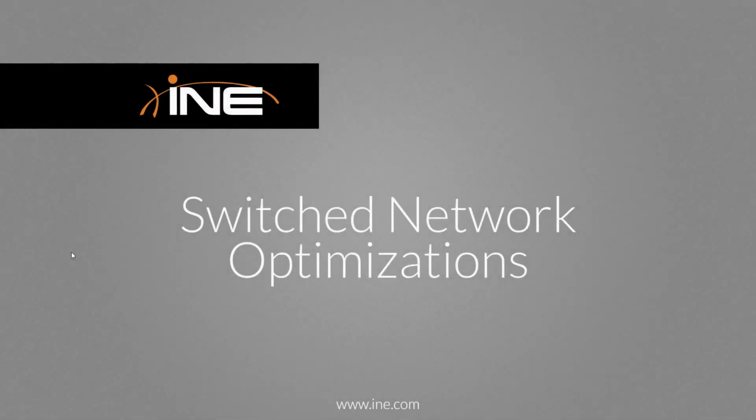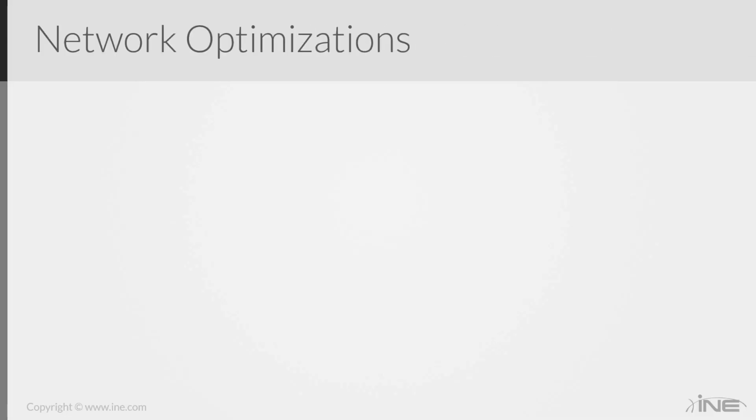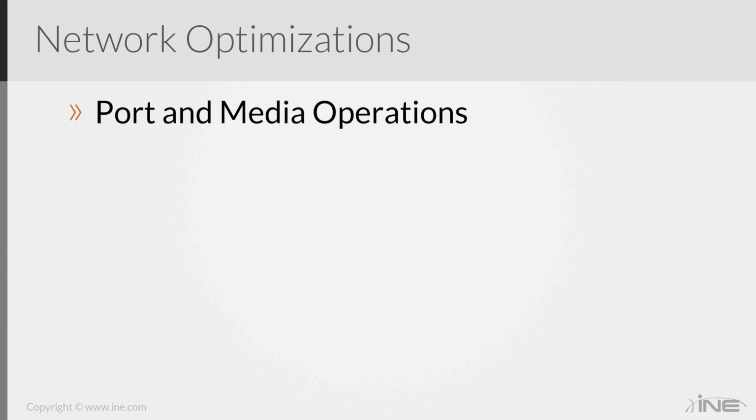In this section, we are going to focus on switch network optimizations. Network optimizations can consist of quite a few things, and what we're going to take a look at from the physical layer and work our way up to the layer 2 functionality optimizations. So for layer 1 optimizations, we're going to take a look at port and media operations and port types. What is the difference between full duplex and half duplex?